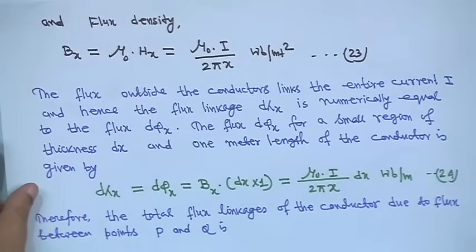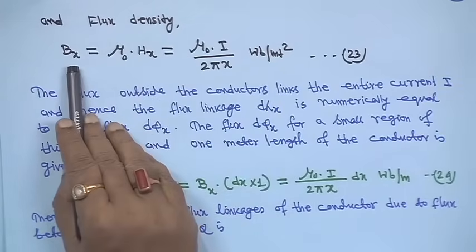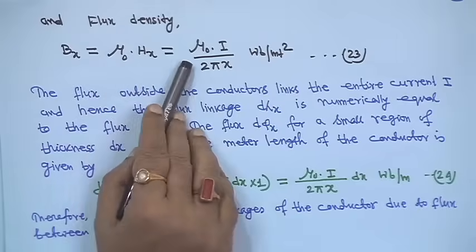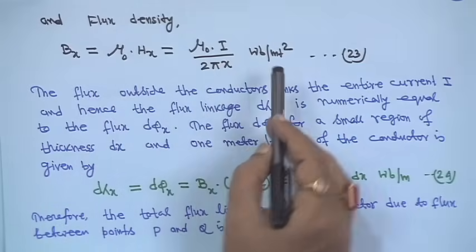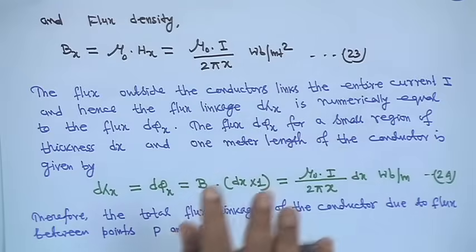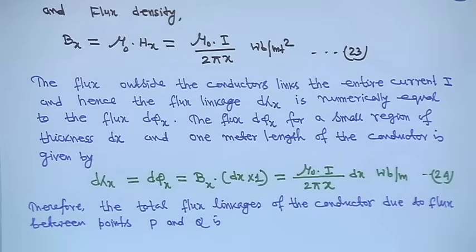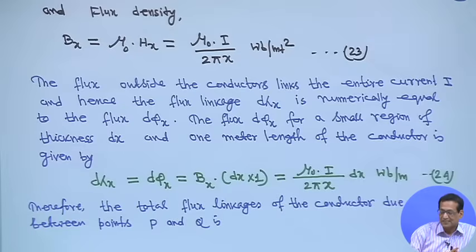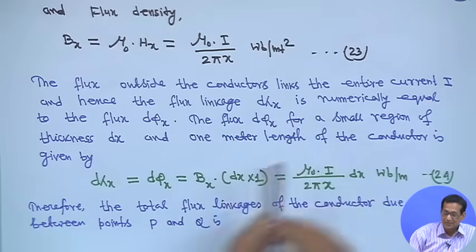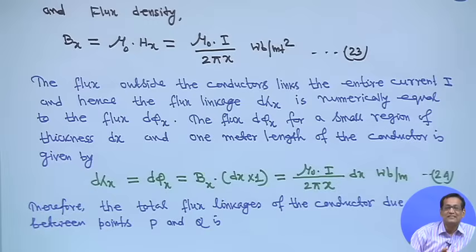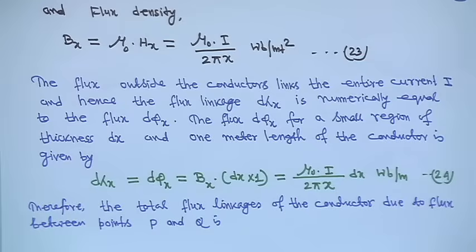Now, the flux density we have just seen at a distance x, Bx, is equal to mu 0 into Hx. So mu 0 Hx is I upon 2 pi x, in Weber per meter square. This is equation 23. The flux outside the conductors links the entire current I, as I told you at the beginning, and hence the flux linkage d lambda x is numerically equal to the flux d phi x. Here no question of a fractional term will come because it is external to the conductor. So numerically d lambda x and differential flux d phi x are both the same.